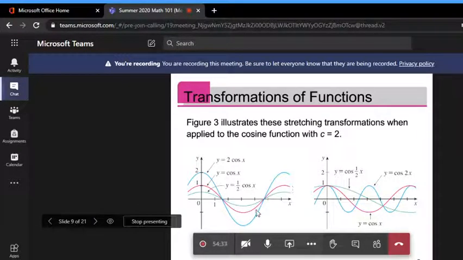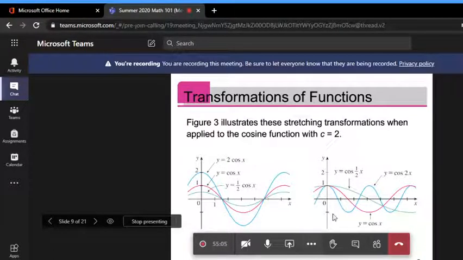These are some illustrations for cosine x. So we know what this red one is, the cosine. 2 times cosine x is going to be vertical stretching. You are stretching cosine vertically. But on the other hand, 1 over 2 cosine x is going to be stretching horizontally. You're horizontally stretching cosine.